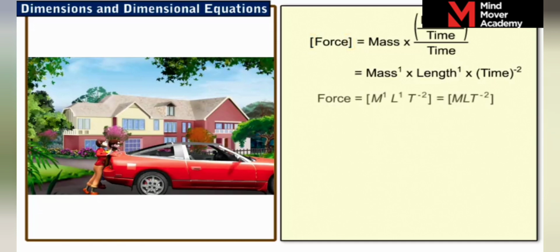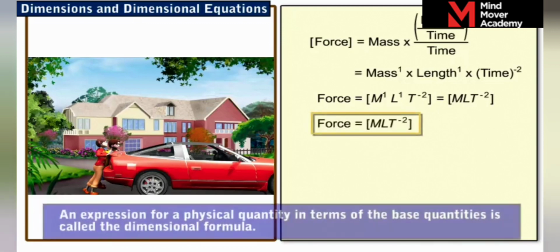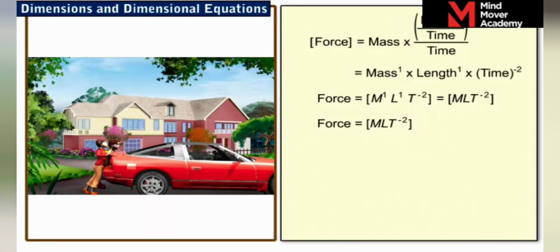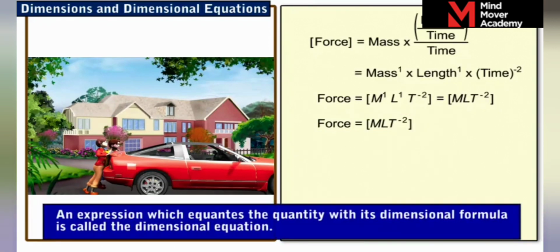Thus, we can write the expression for force as [F] = [MLT^-2], as shown. Such an expression for a physical quantity in terms of its base quantities is called its dimensional formula. An equation which equates the quantity with its dimensional formula is called the dimensional equation.